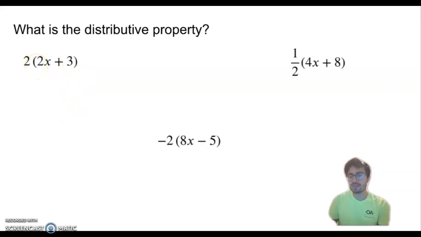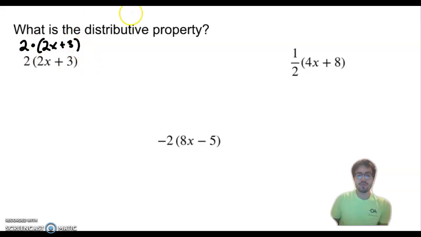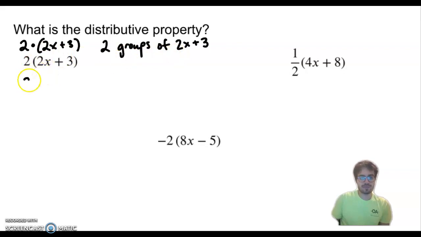Whenever I have parentheses, that means multiplication. So what this is the same as is 2 times 2x plus 3. Remember what multiplication means. This means I have two groups of 2x plus 3. So 2x plus 3, I have it 2 times.